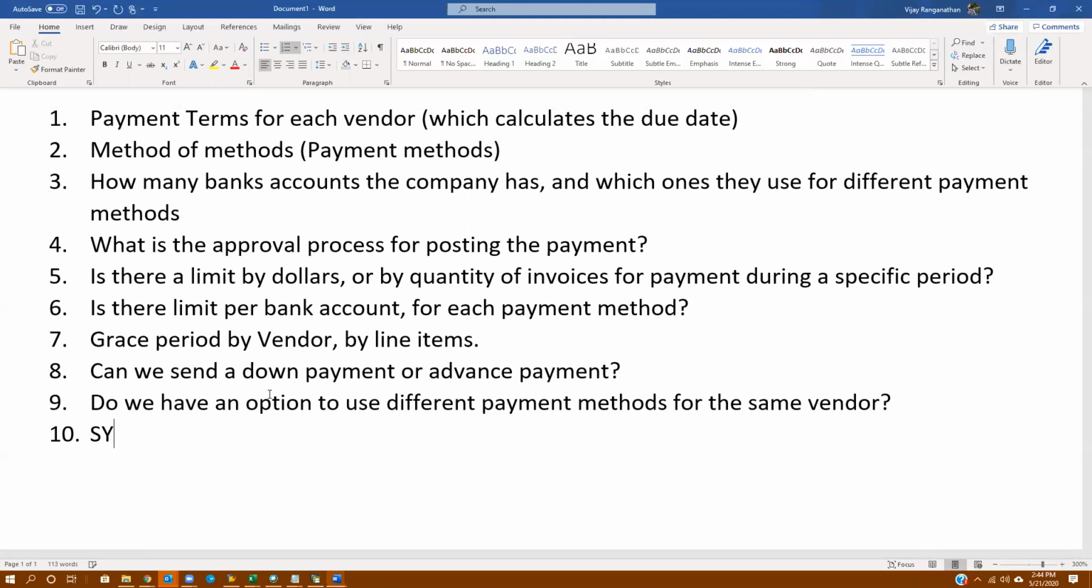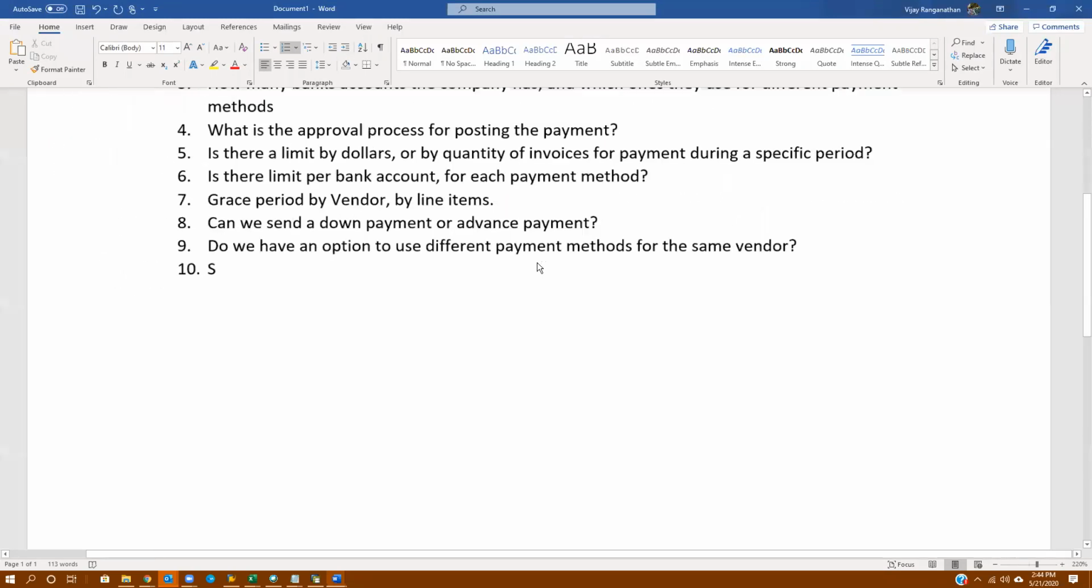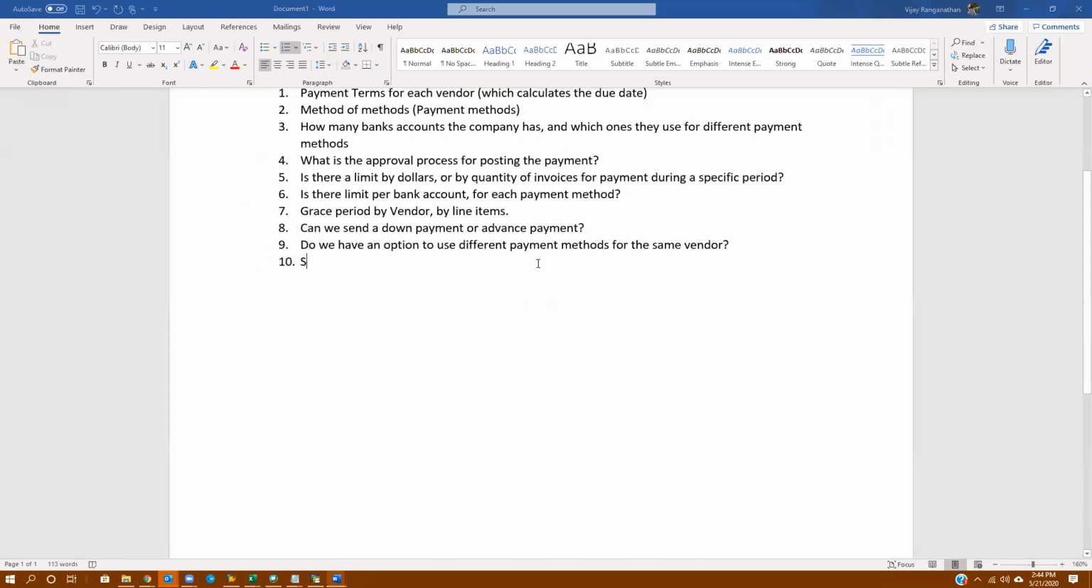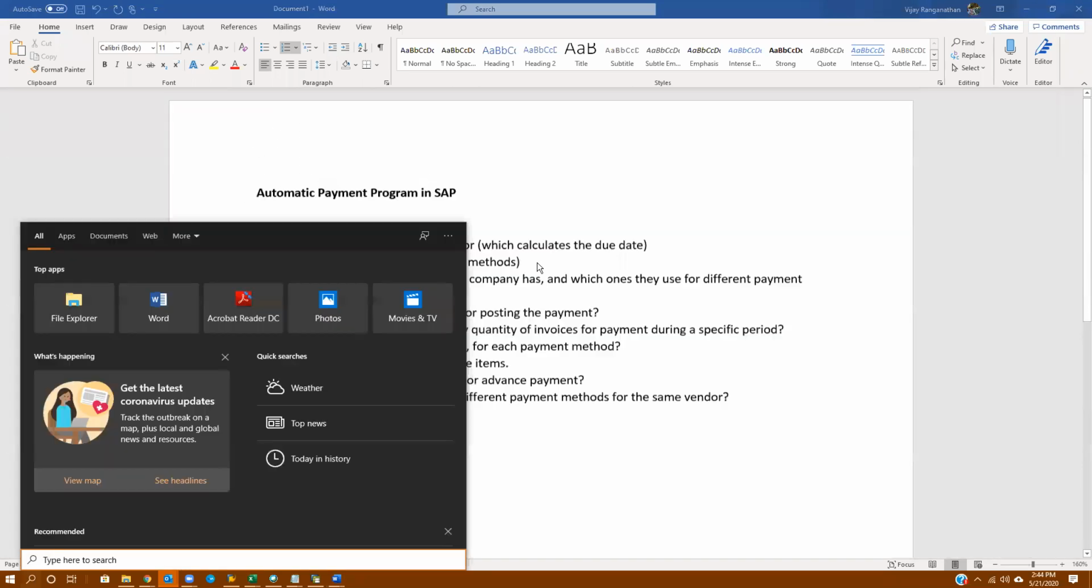So basically what we are considering is a general accountant's responsibility to pay the vendor, what he's going to consider and what he's going to transfer into the system of automatic payment. Right.